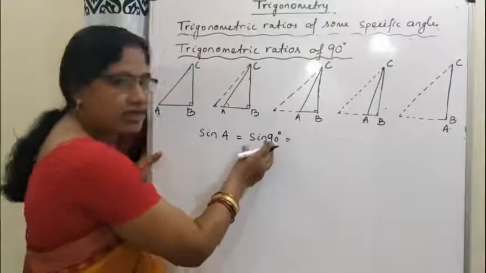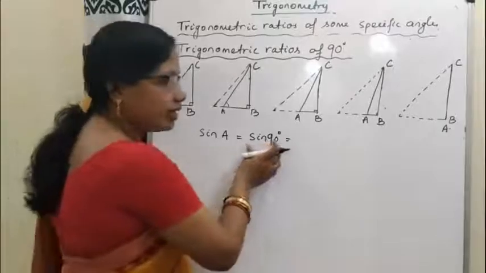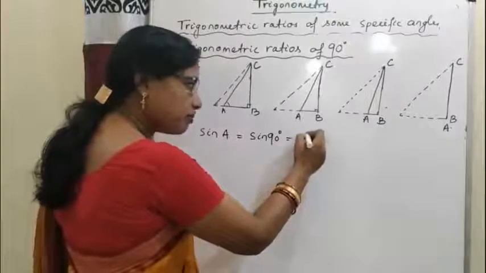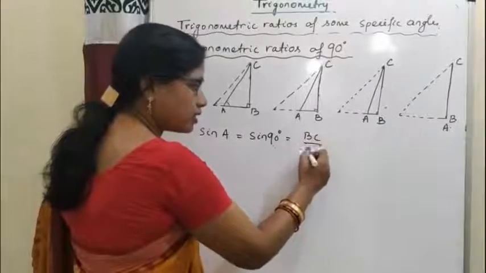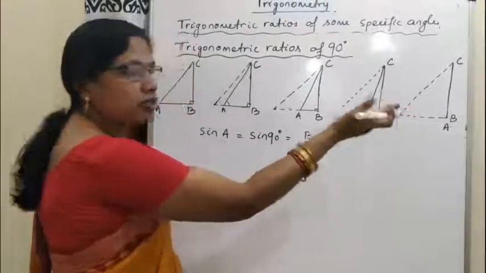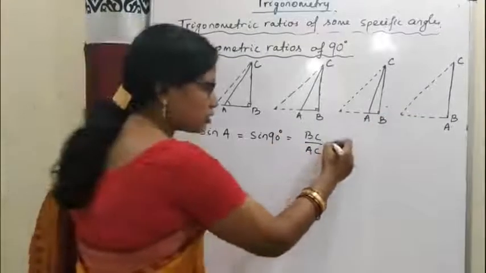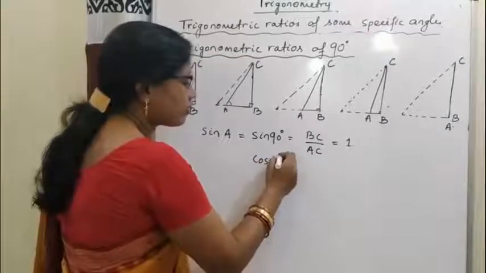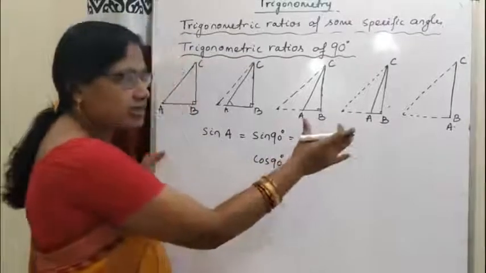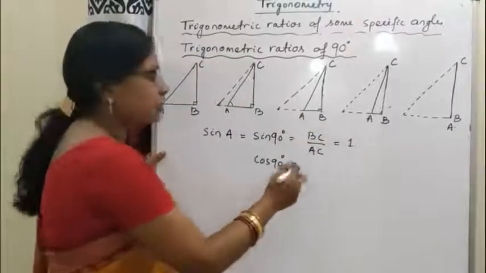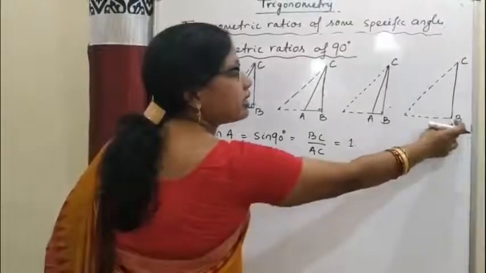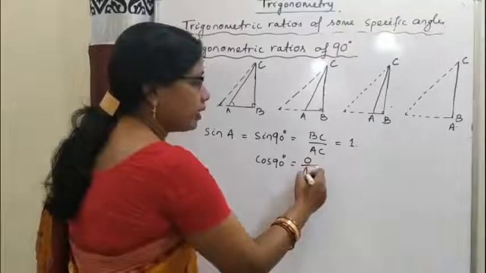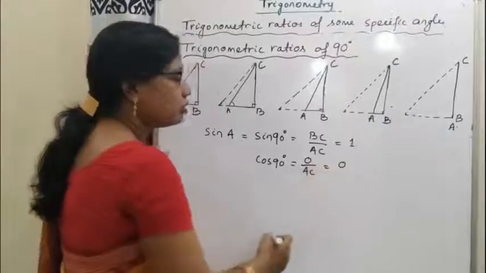So what is the sine ratio? Sine 90 is the opposite side of 90, that is BC by AC. Here BC coincides with AC, so this is equal to 1. Then what is cos 90? This is adjacent side divided by hypotenuse. Here the adjacent side is AB, that becomes 0. So that is 0 by AC, so this is equal to 0.